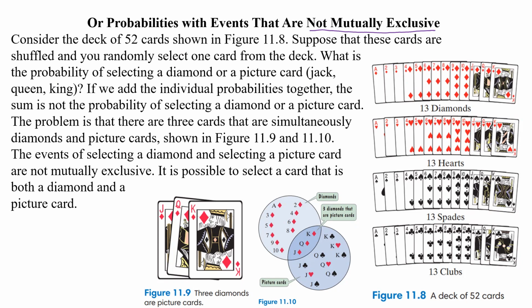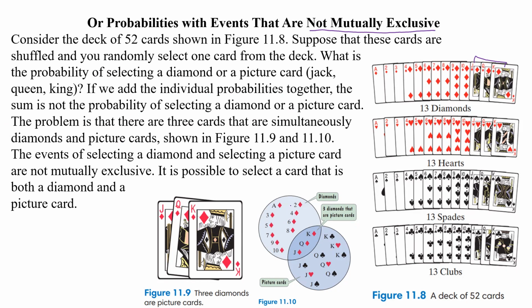Basically a jack, a queen, or a king. So again, these over here are picture cards: Jack, King, and Queen. And if we add the individual probabilities together, the sum is not going to be the probability of selecting a diamond or a picture card. The problem is there are going to be three cards that are simultaneously diamonds and picture cards. We can see that here because we have a Jack of diamonds, a Queen of diamonds, and a King of diamonds.